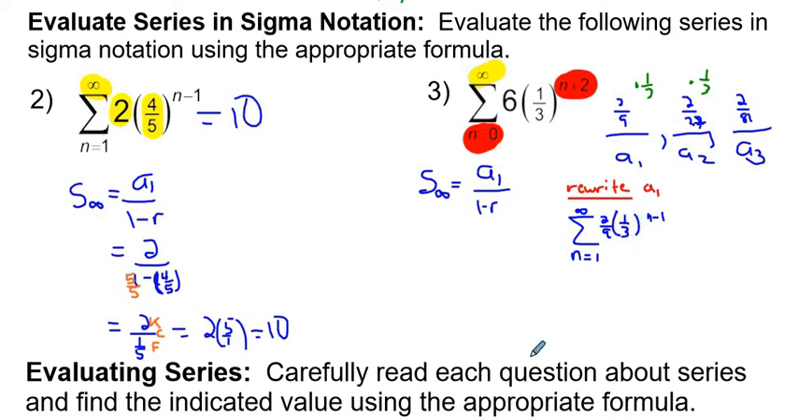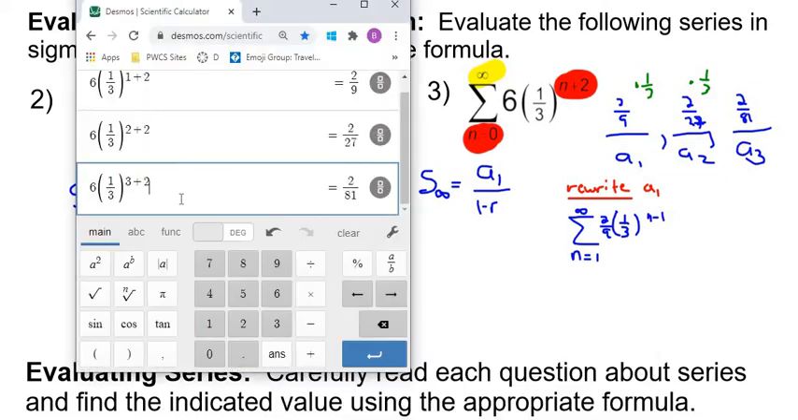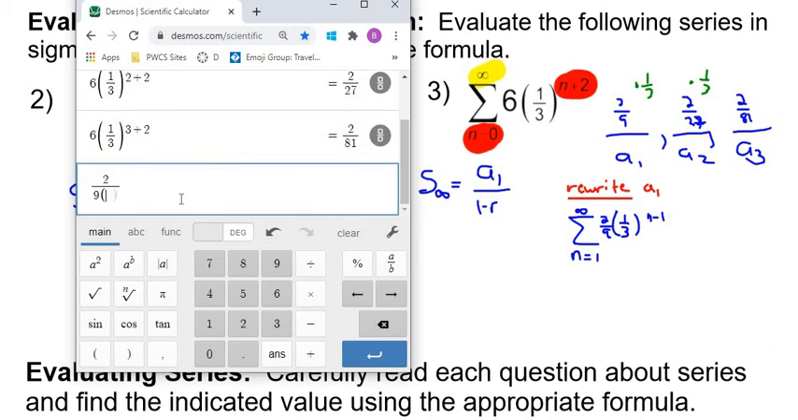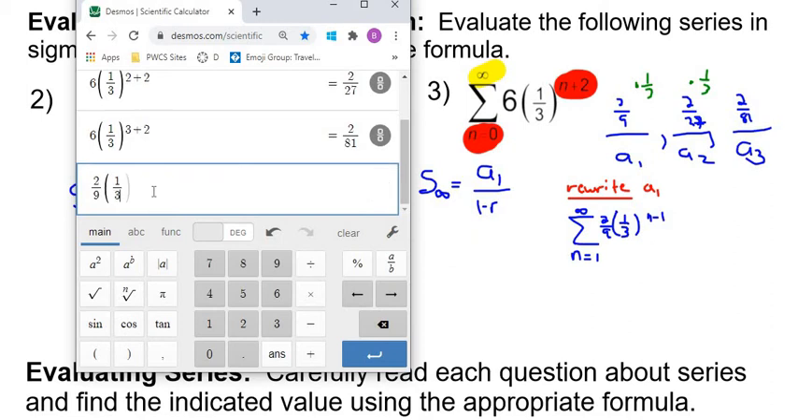So to prove that to you, look, this is what we just had. I'm going to type in the new formula, which is 2/9 to the, oopsie, be careful with how you type. So click and then type in 1/3.